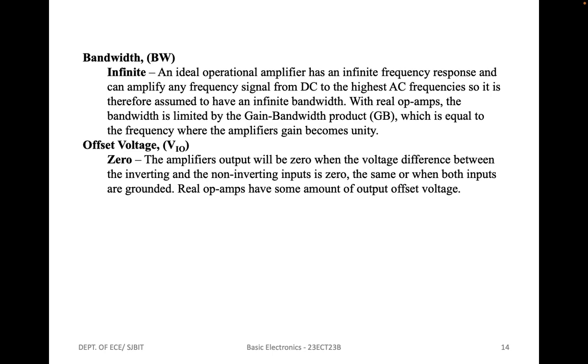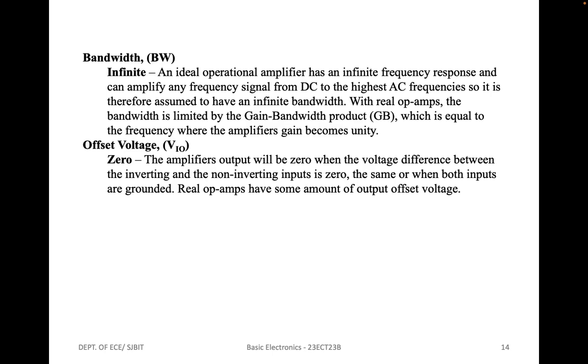Coming to the bandwidth, the bandwidth should be infinite. An ideal operational amplifier should have an infinite frequency response, and it can amplify any frequency signal from DC to the highest AC frequencies. It is therefore assumed to have an infinite bandwidth. With real op amps, the bandwidth is limited by the gain bandwidth product, which is equal to the frequency where the amplifier's gain becomes unity.